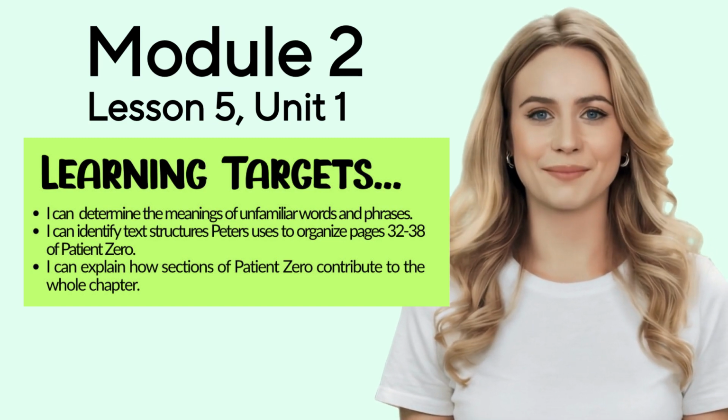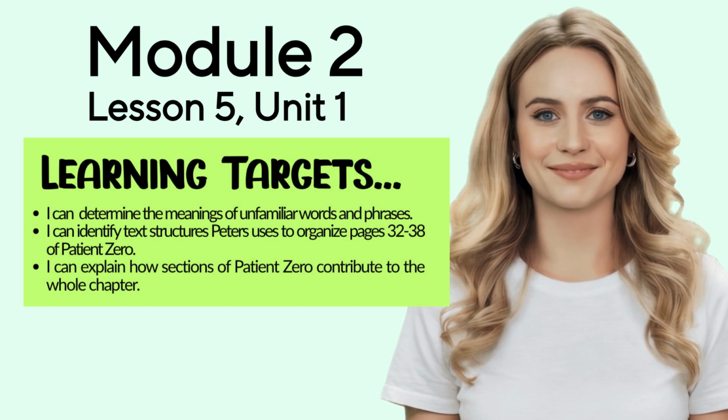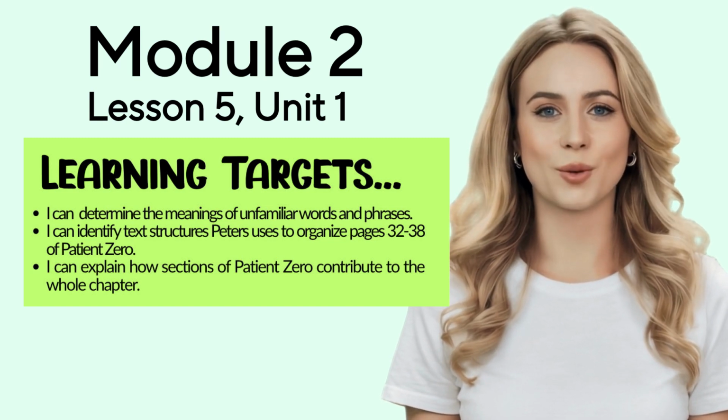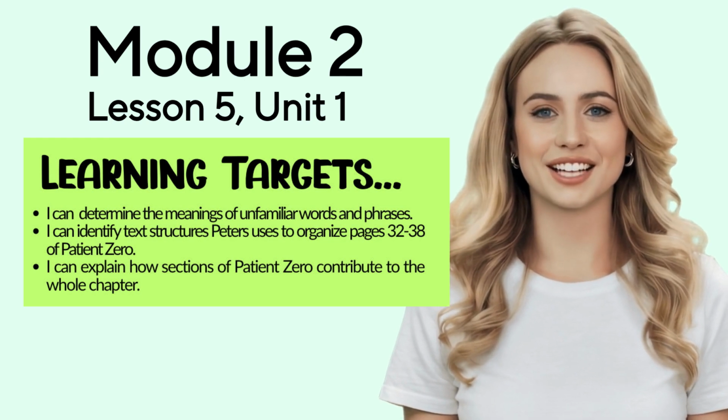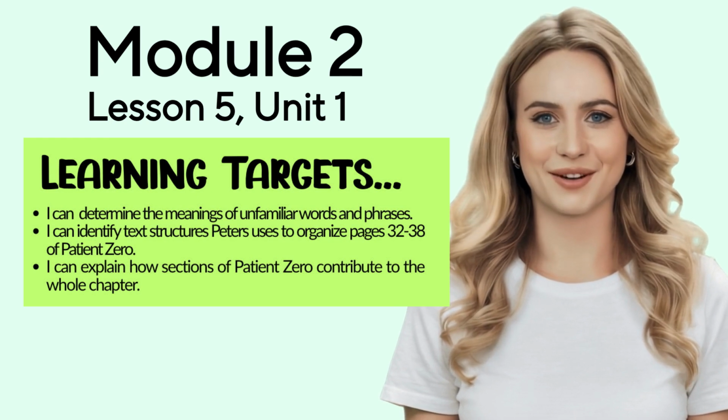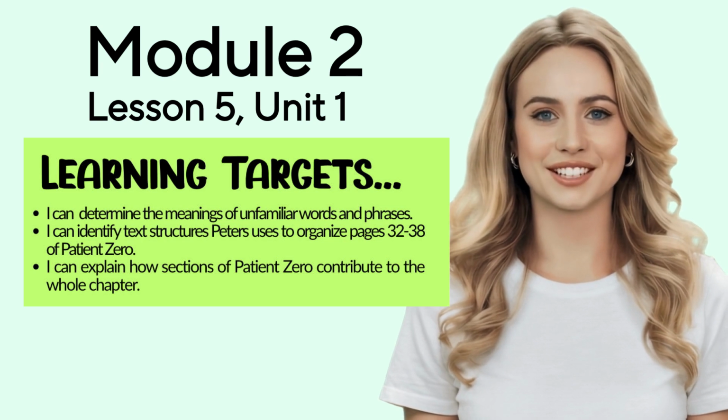We have 3 of them. Number 1. I can determine the meanings of unfamiliar words and phrases. Number 2. I can identify text structures Peters uses to organize pages 32 through 38 of Patient Zero. Number 3. I can explain how sections of Patient Zero contribute to the whole chapter.